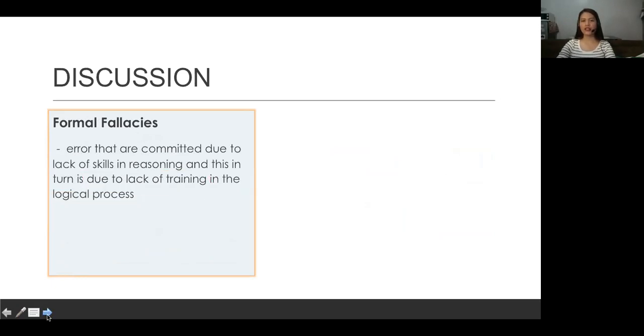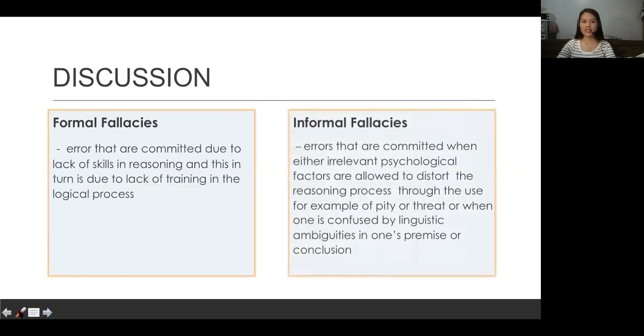Okay? Next is informal fallacies naman. Key term here: errors committed when irrelevant psychological factors are allowed into the reasoning process through the use of examples of pity, threat, or when one is confused by linguistic ambiguities in one's premises or conclusions. For formal, training. For informal, irrelevant psychological factors, pity, threat, and confusion by linguistic ambiguities. So that is informal fallacies.